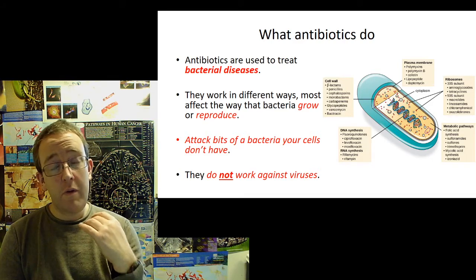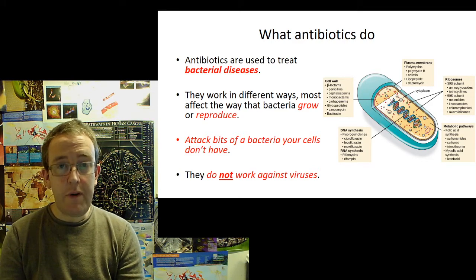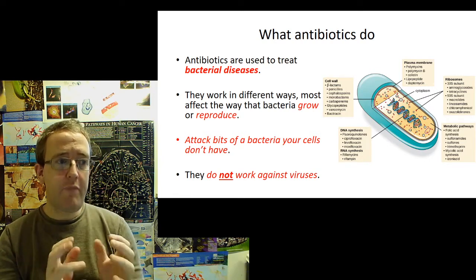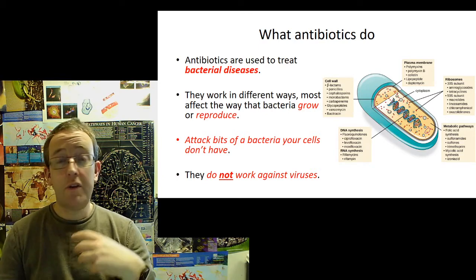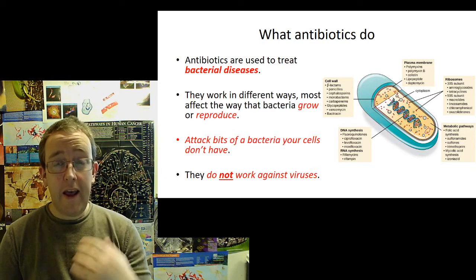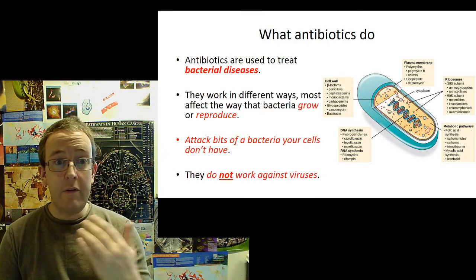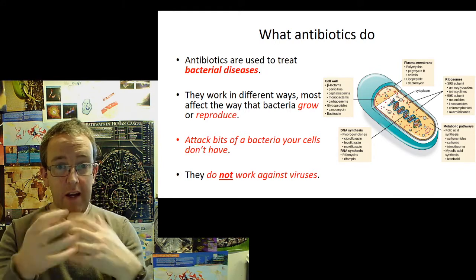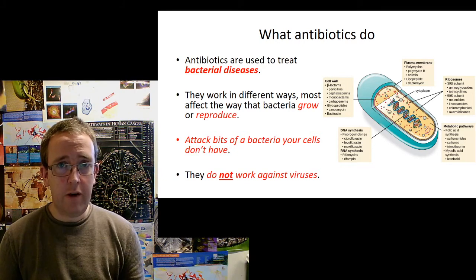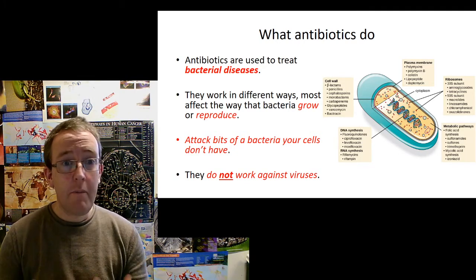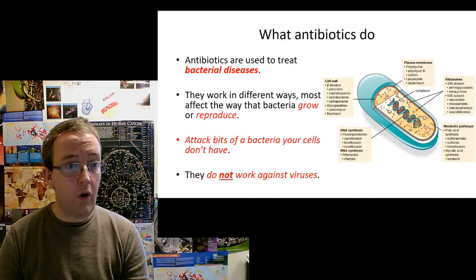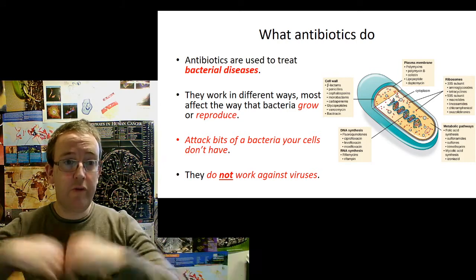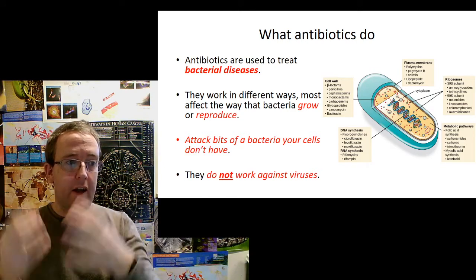They work in a variety of different ways, and broadly speaking, they are chemicals that bind to, attack, or destroy bits of bacterial cells that you don't have. For example, the most famous one would be penicillin, and penicillin attacks the cell wall. Now, your cells don't have cell walls, so you can put this drug into you. It's going to do nothing to your cells because you don't have any cell walls, but it's going to prevent the formation of a cell wall on a bacteria, and that bacteria will then pop. Okay, so bacterial cell walls destroyed due to osmosis, water floods in, and the bacterial cell pops.